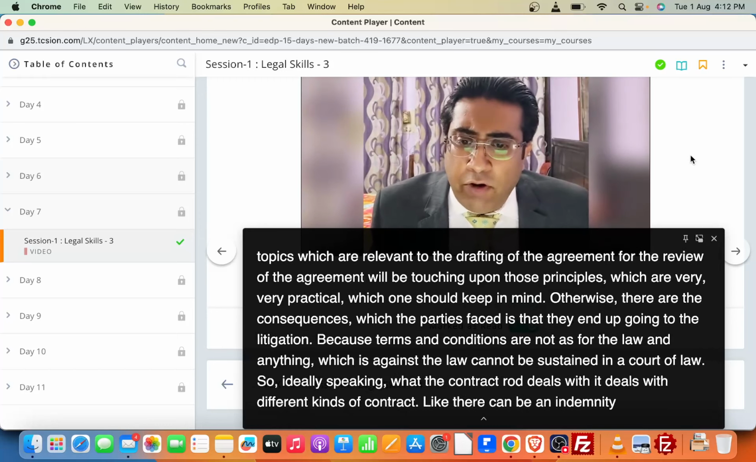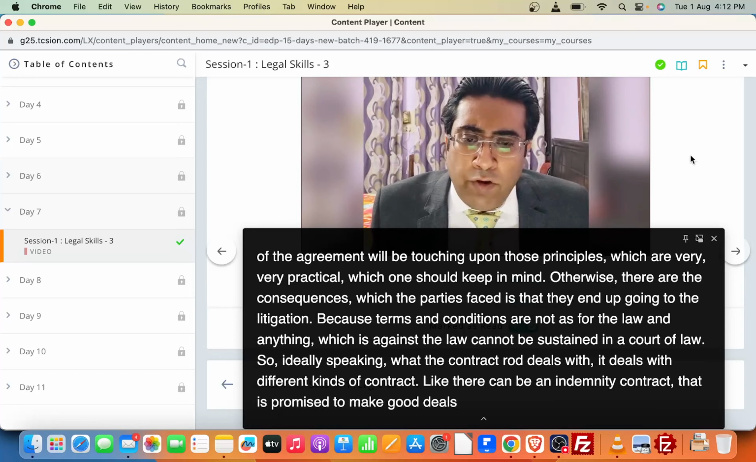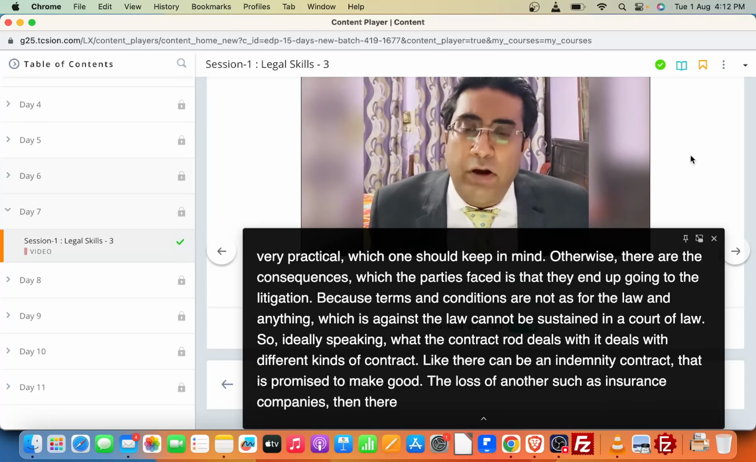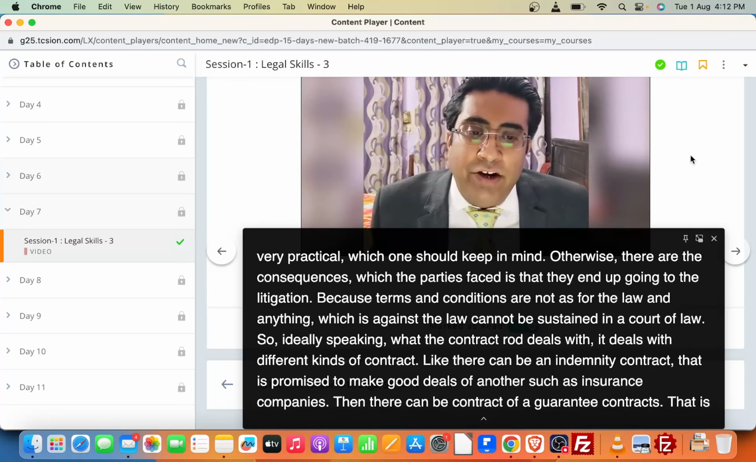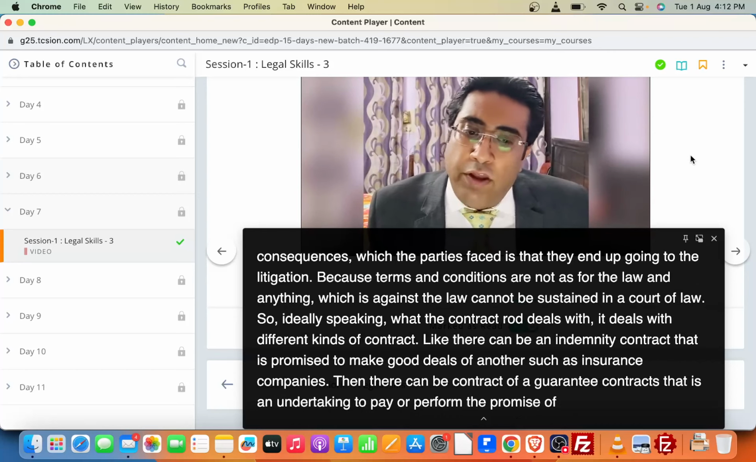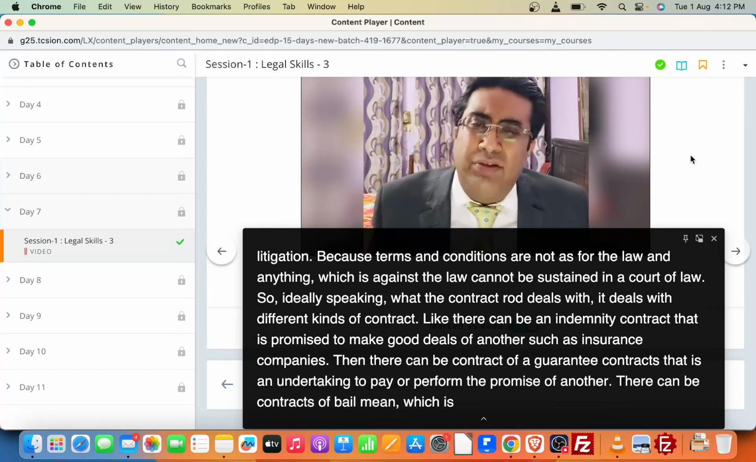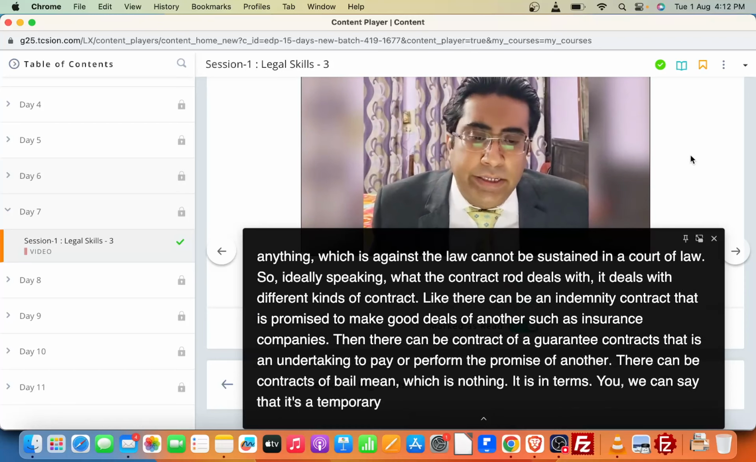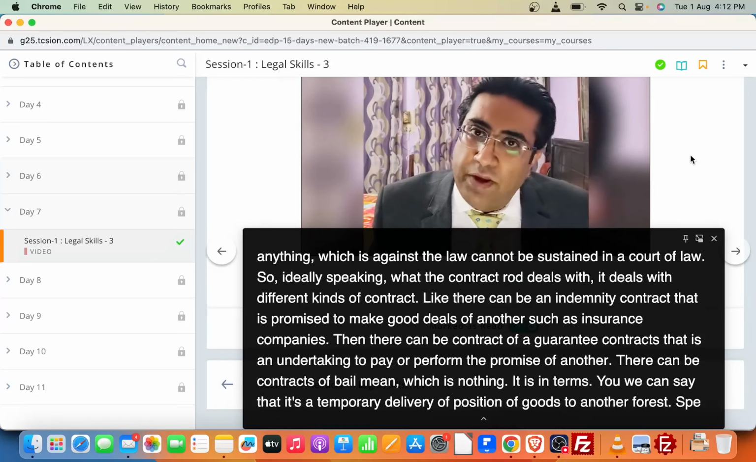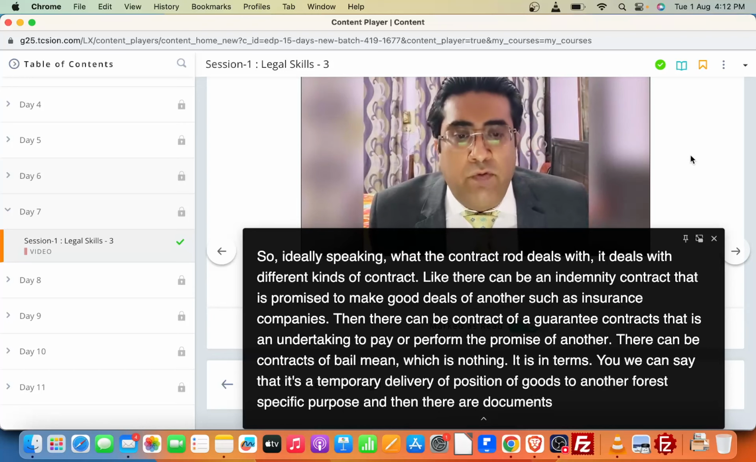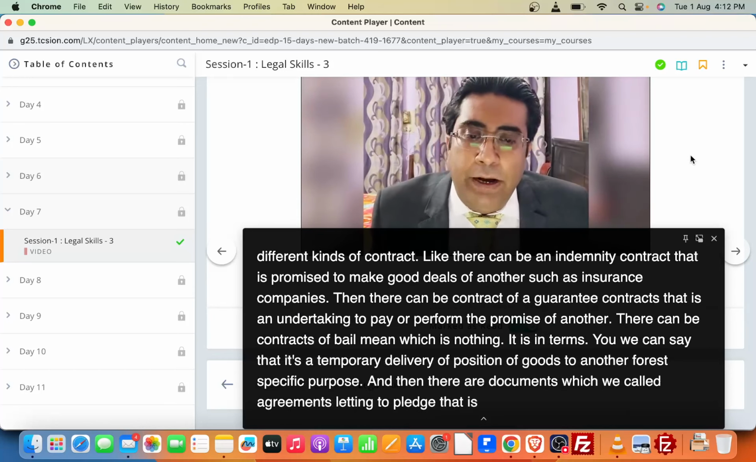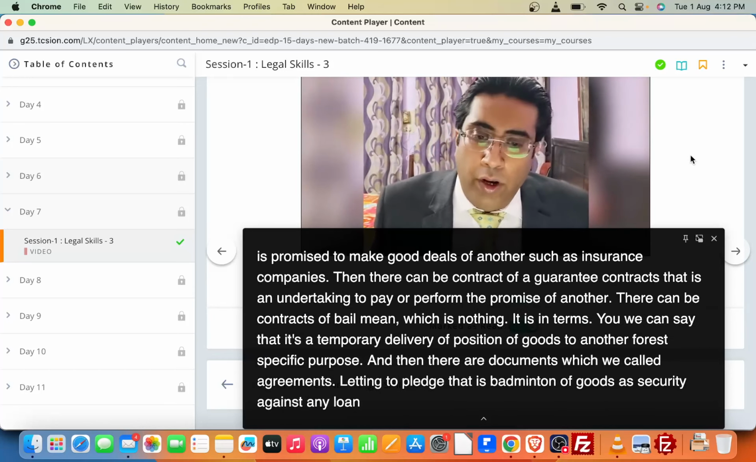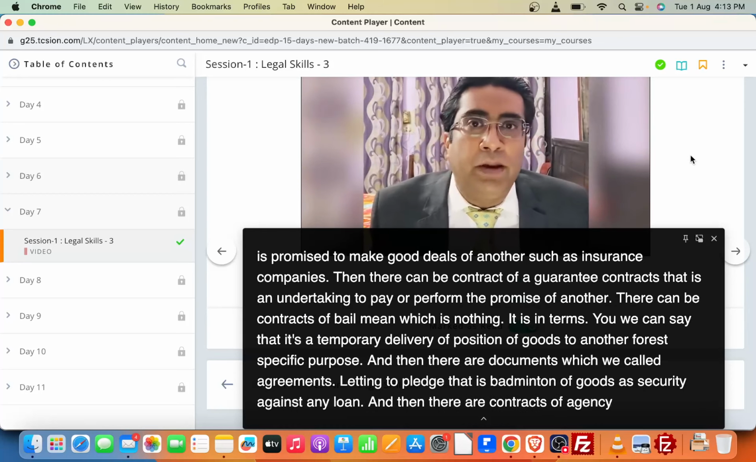So ideally speaking, the contract law deals with different kinds of contracts. There can be an indemnity contract, that is a promise to make good the loss of another, such as insurance companies. Then there can be a contract of guarantee, that is an undertaking to pay or perform the promise of another. There can be contracts of bailment, which is a temporary delivery or possession of goods to another for a specific purpose. Then there are agreements relating to pledge, that is bailment of goods as security against any loan. And then there are contracts of agency, the principal and agent relationship.